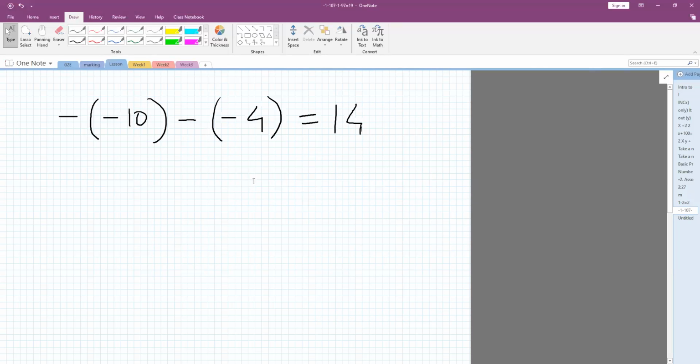Okay, so these are some basic things that you need to learn first before we deal with more challenging things in algebra. Okay, so I think that's for today.